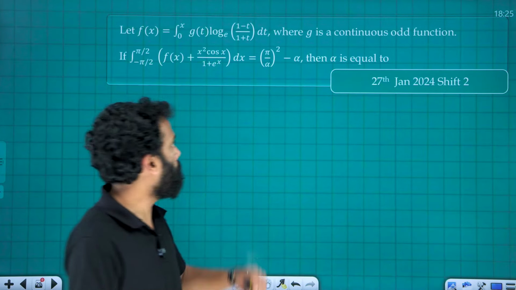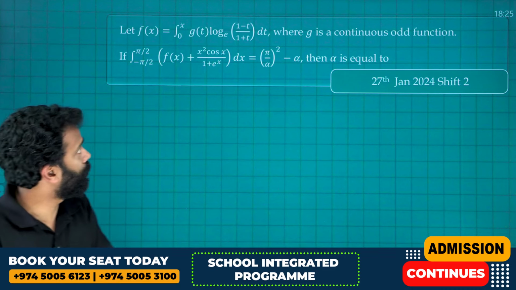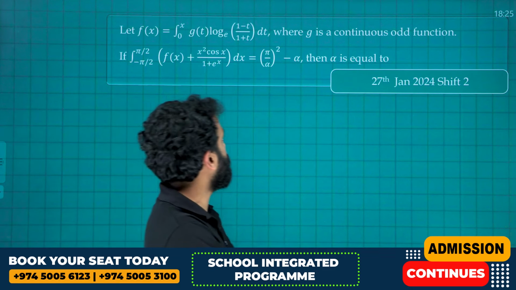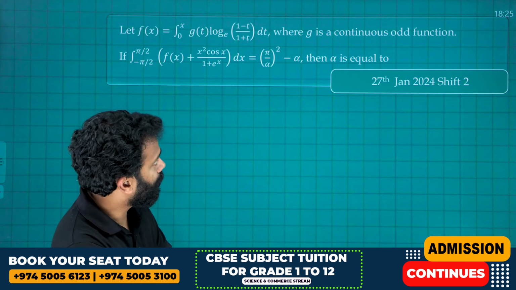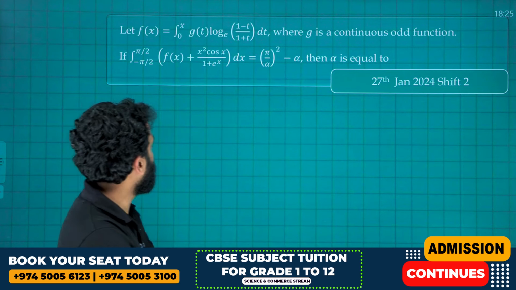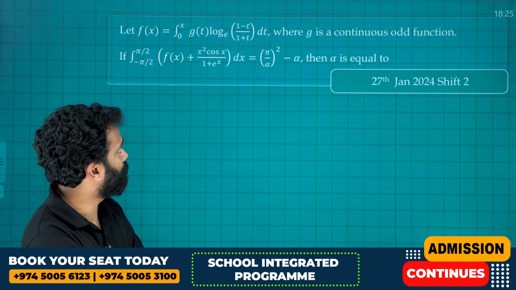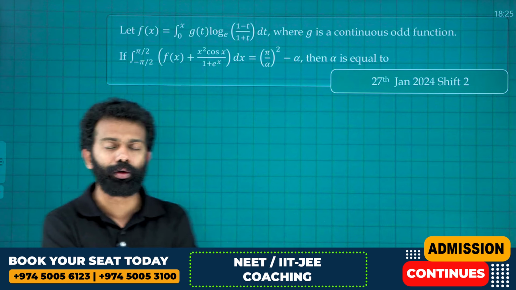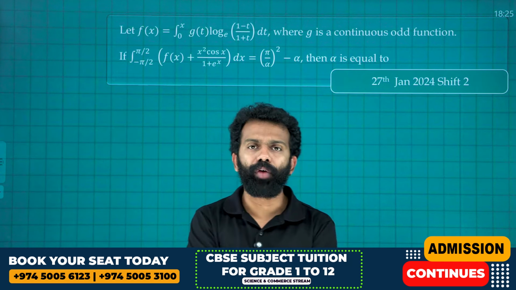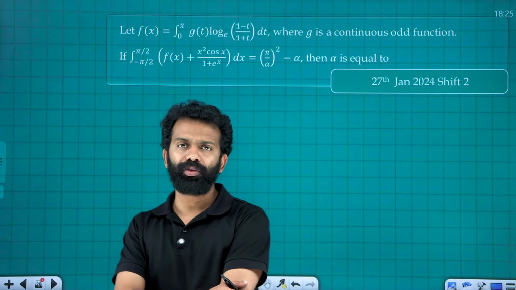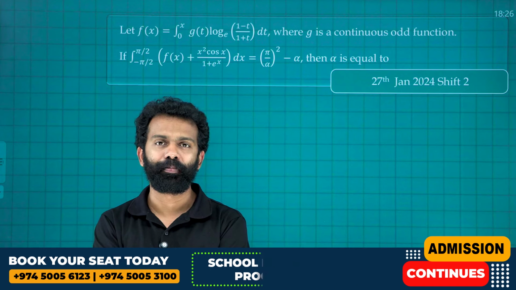Okay, next one. Yeah, f of x is equal to integral 0 to x g of t log (1 minus t) by (1 plus t) dt. Okay, and where g is a continuous odd function. If integral from minus pi by 2 to pi by 2 of f of x plus x square cos x by 1 plus e raised to x dx is equal to (pi by alpha) the whole square minus alpha, right? And you need to find the value of alpha. How are you going to formulate this one? It's a very easy question actually. How will you formulate this?